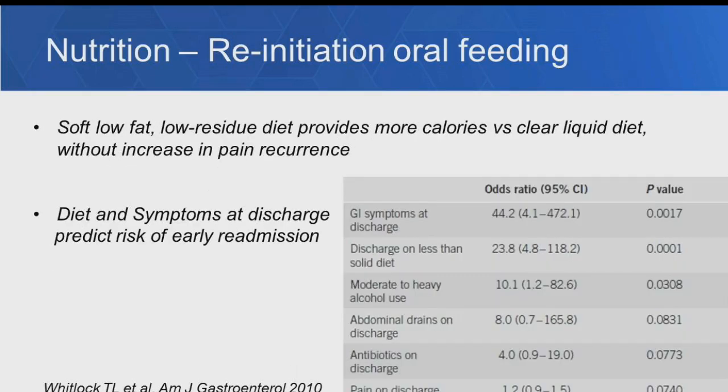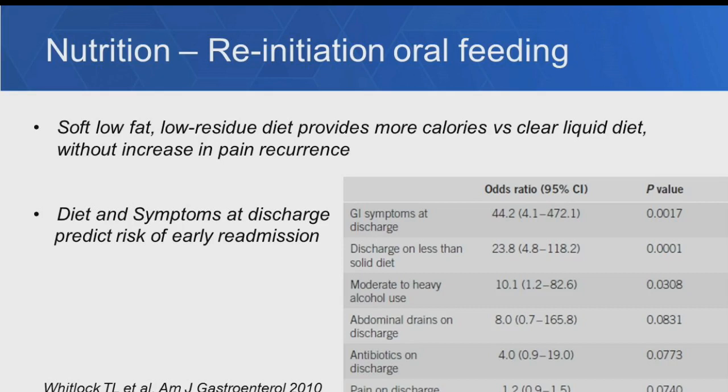And regarding what type of diet should be used when initiating the oral feeding, it was shown that a soft, low-fat, low-residue diet provides more calories when compared to clear liquid diet without increasing pain recurrence. So therefore, we should consider using a low-fat, low-residue diet rather than clear liquid diet when initiating feeding.